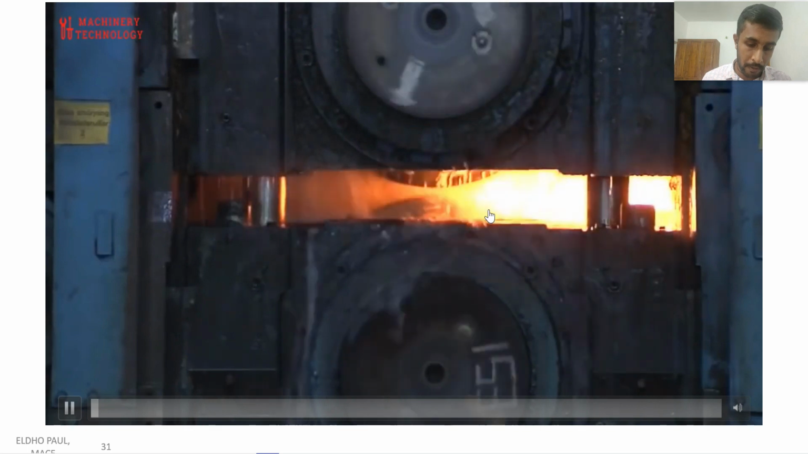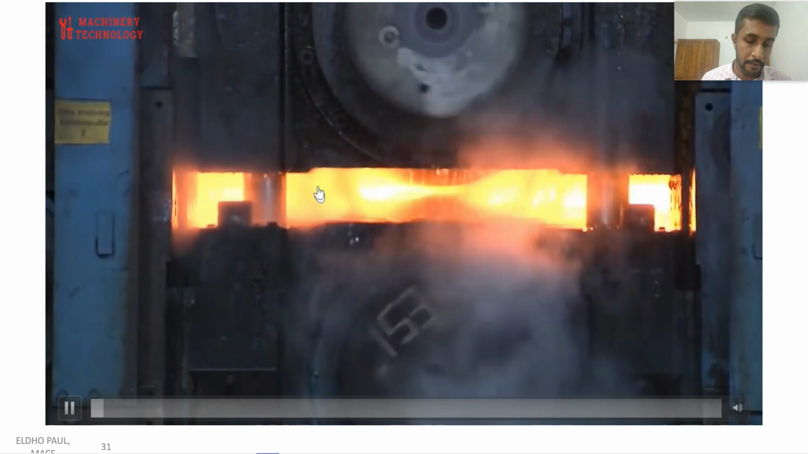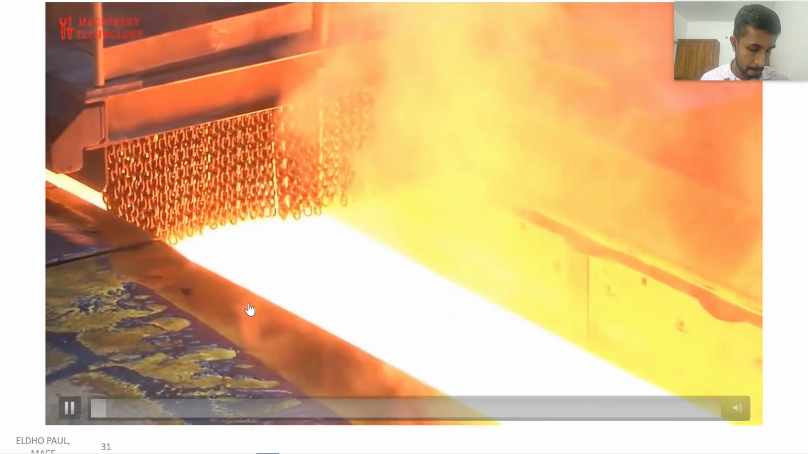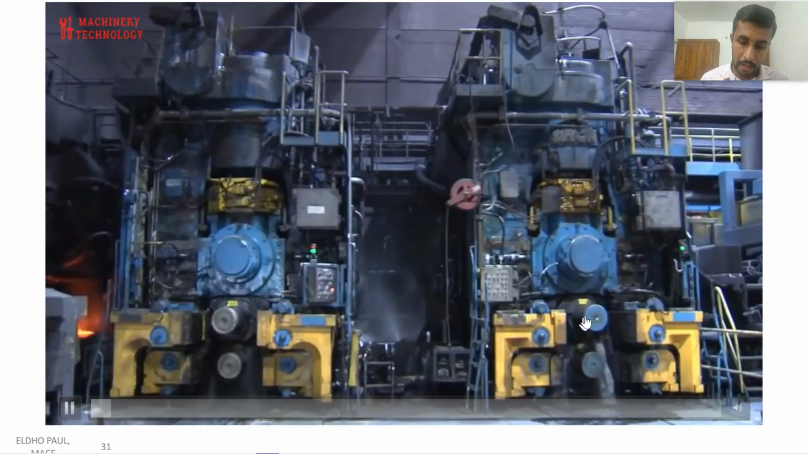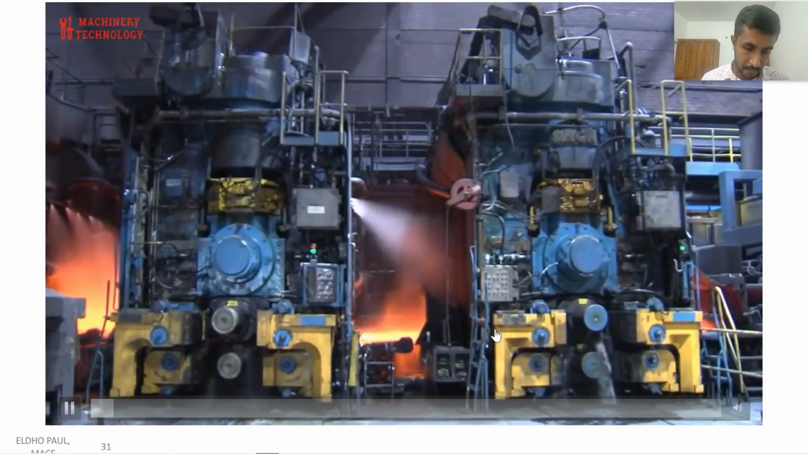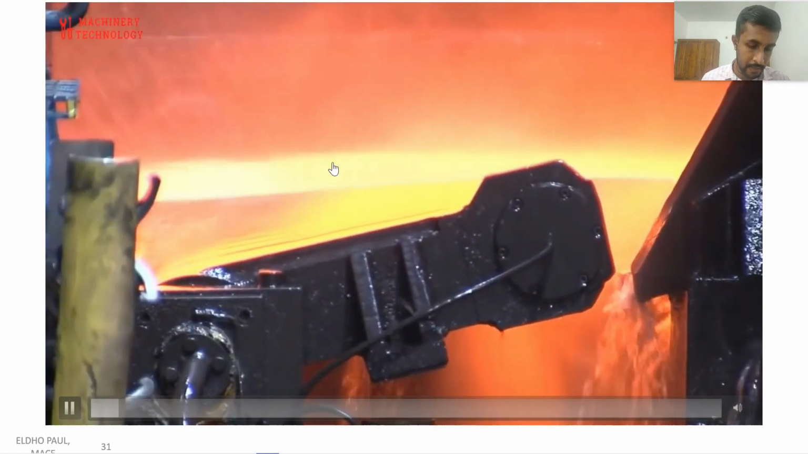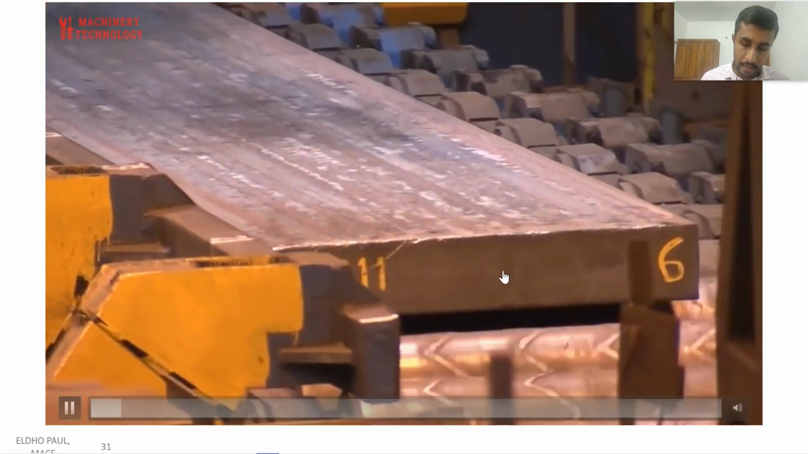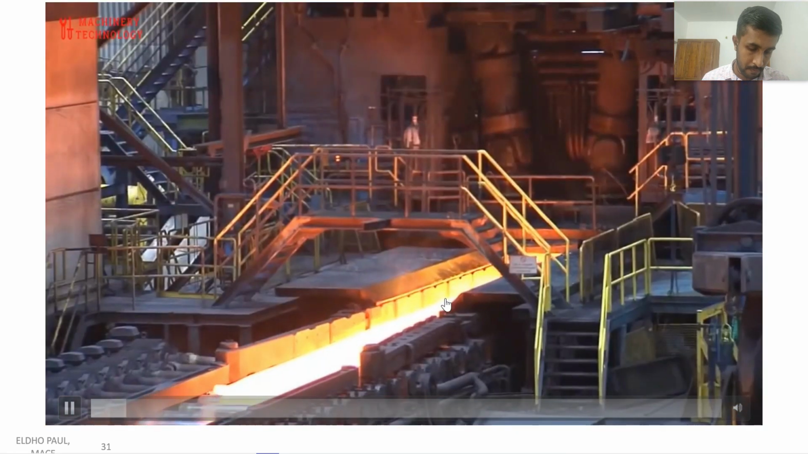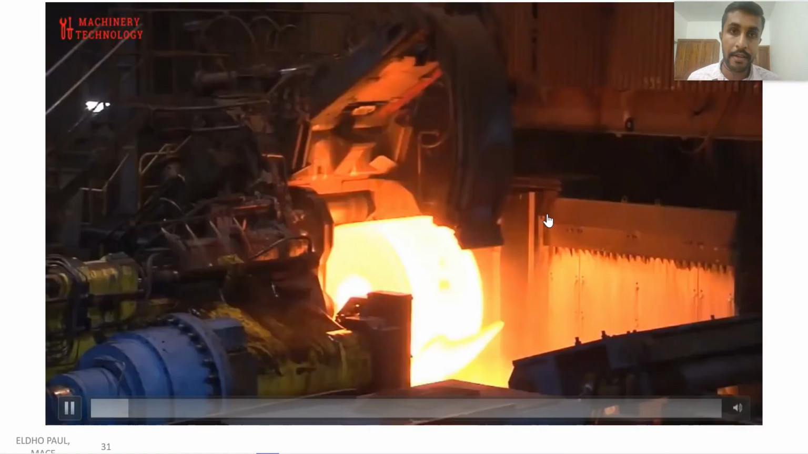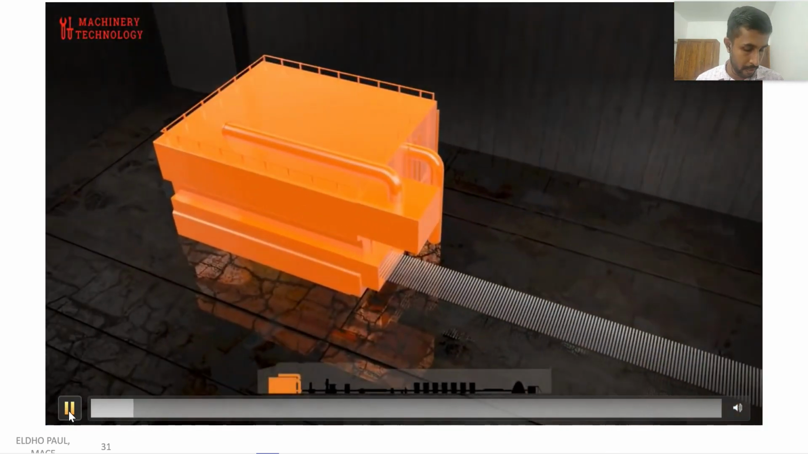This is the rolling process. You can see the hot material passing between the rolls. This is the side view of the rolling process. The workpiece here is the sheet metal after rolling. This is the workpiece passing through the rolling. It is very heavy machinery. So we take out the final rolled product. These are the different steps involved in the rolling.